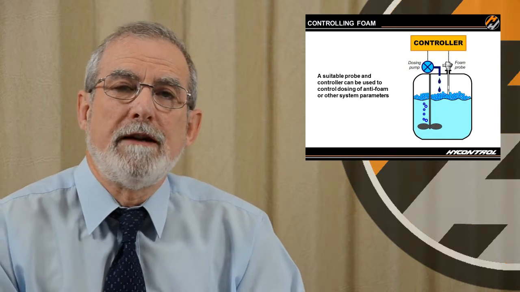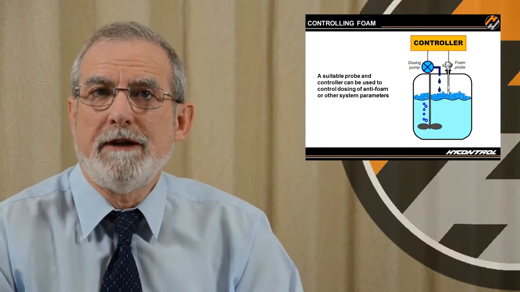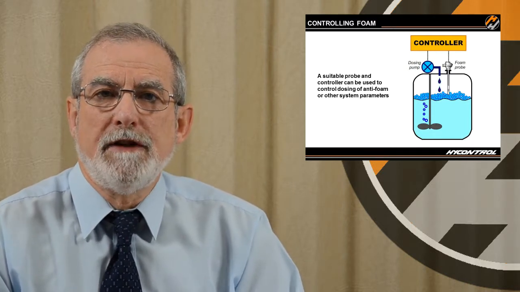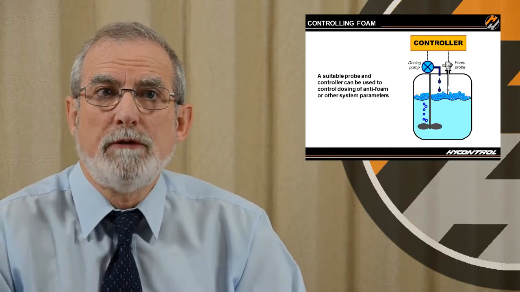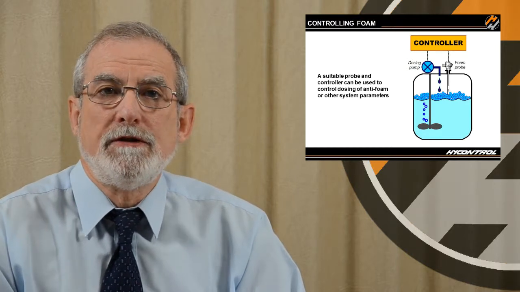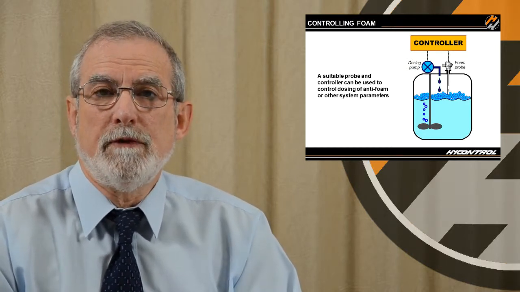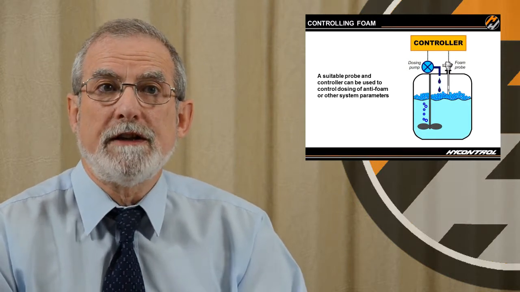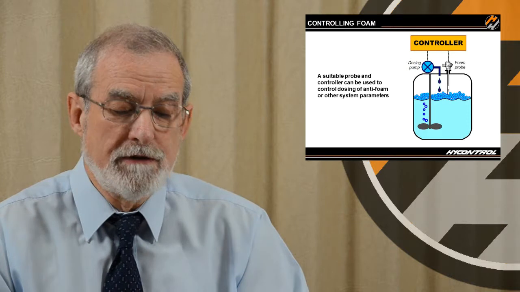So we often have three elements. We'll have the probe, we'll have a controller, and we'll have a dosing pump. And we'll add antifoam when it's necessary, but only when it's necessary. By doing that we can control the foam, we can stop it getting too high, or we can actually control it at a fixed level. And sometimes it's useful to do that.